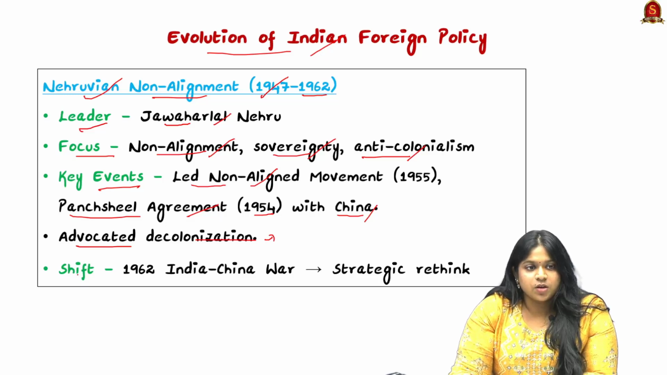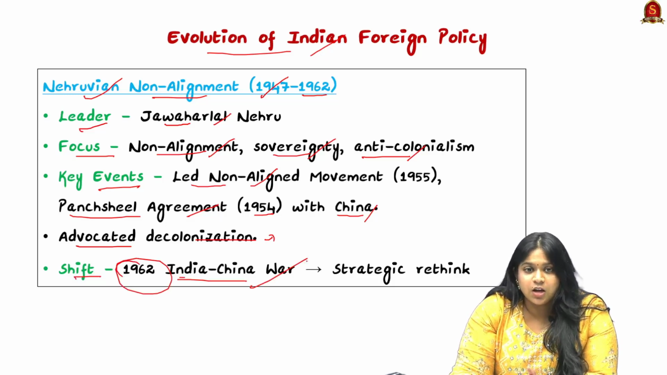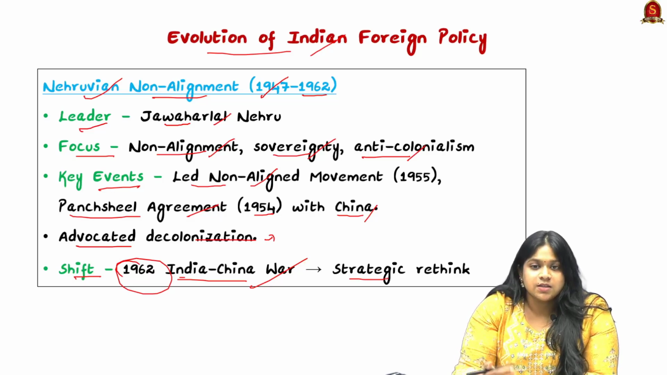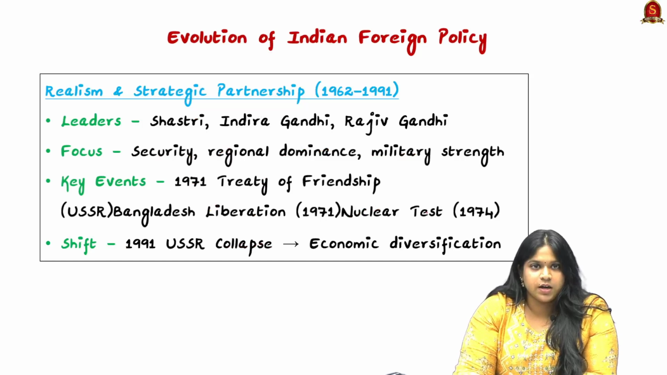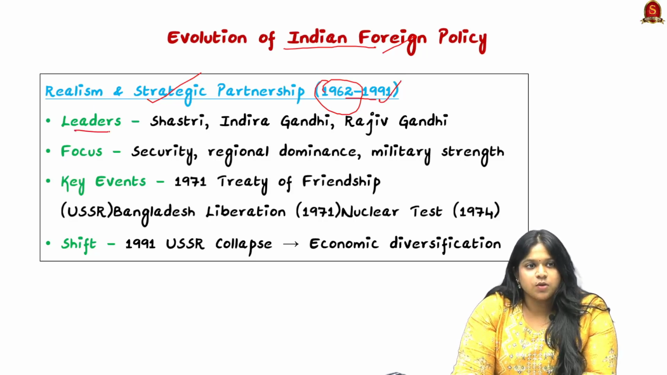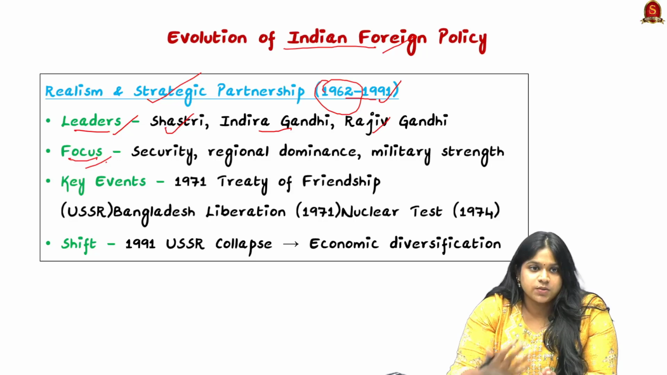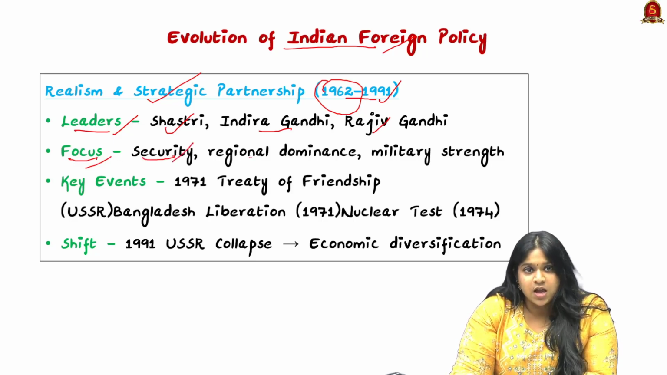The major shift was seen after 1962, that is after the India-China war, where we needed an even more enhanced strategic rethink. So it led to the time period of realism and strategic partnerships in our Indian foreign policy. It happened from 1962 to 1991. Here it involved leaders Lal Bahadur Shastri, Indira Gandhi and Rajiv Gandhi, whose major focus for our country India and its foreign policy was enhancing security, regional dominance, military strength and economic growth.